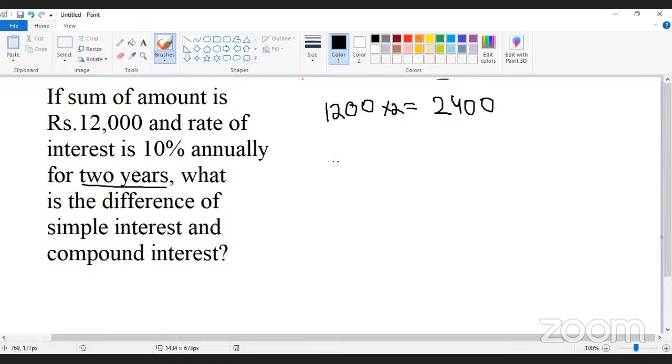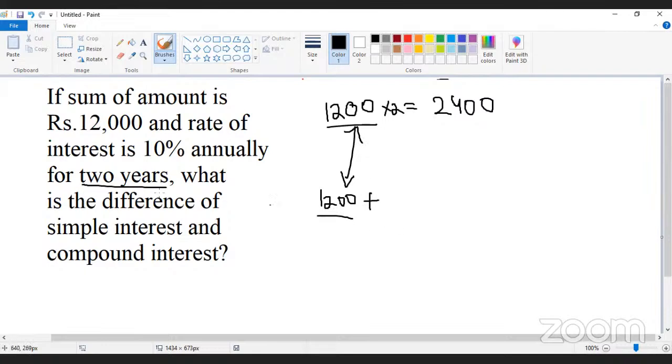Okay. So compound interest. In the first year, what is the interest? 1200. First year compound interest, as we have seen in the previous method, the same way. First year compound interest and first year simple interest, both the interests will be the same. Understood the logic? Yes, sir.